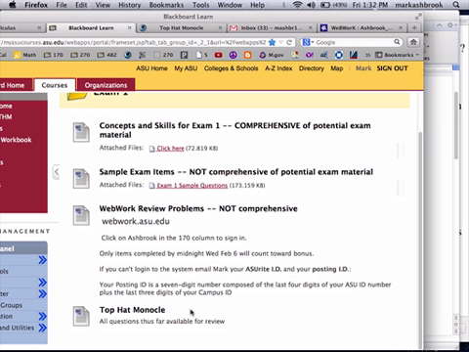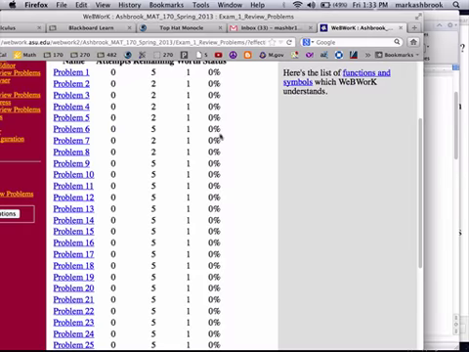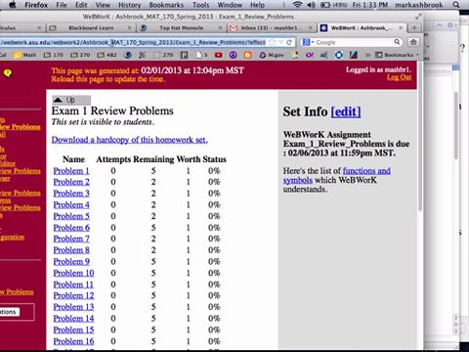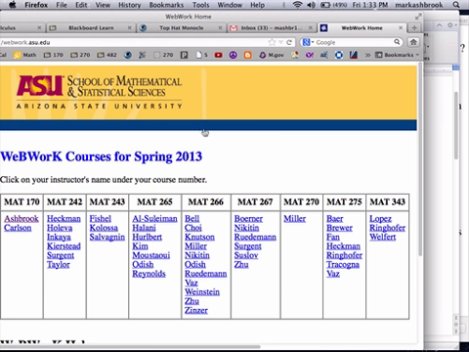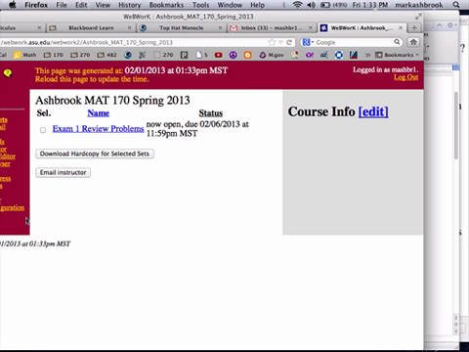So with WebWork, let's go there now. If you go to this website, and if you've got internet, go ahead and do that. If you go to WebWork, this is what it looks like. It's webwork.asu.edu. 170 is the first column, and I'm the first instructor there, so just hit Ashbrook. You might have to log in with your ASURITE ID, just like logging into My ASU.